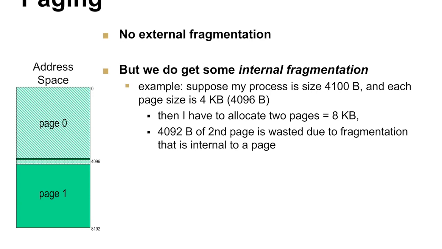Now think about this. If this was a 64K or 128K frame, or say 4 megabytes, and what if I had a 4 megabyte plus 1 byte process? I'd have to allocate 8 megabytes, and I'd have a lot of extra internal wasted space. So we do get some internal fragmentation with this. So the smaller our frame size and page size, the less we end up wasting to internal fragmentation.